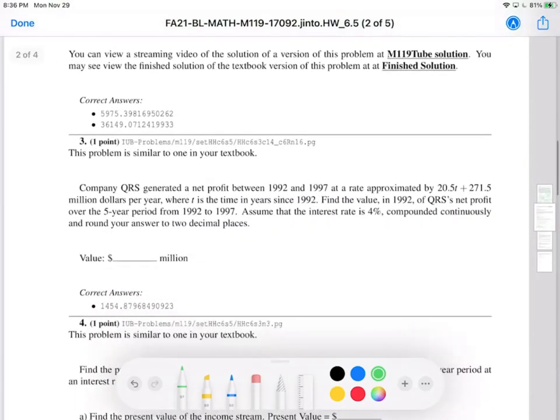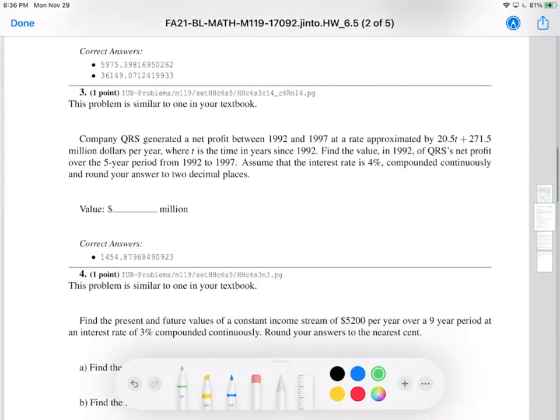The next question, number 3. Okay, between this period, the payment rate, the net profits, which is the payment deposited, is given by this. This is S of t million dollars per year. Okay, the rate is given by the linear function. And this time is in years since 1992.